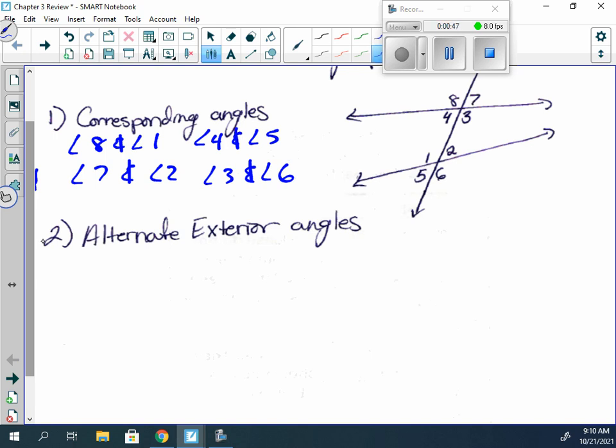The alternate exterior would be 8 and then 7 and 5, because they're outside the two lines and on opposite sides of the transversal.